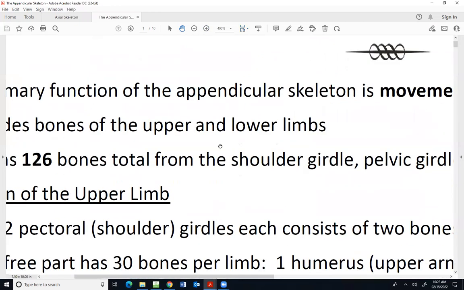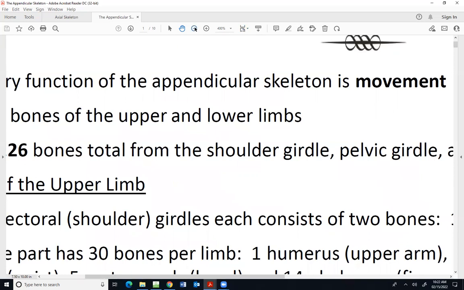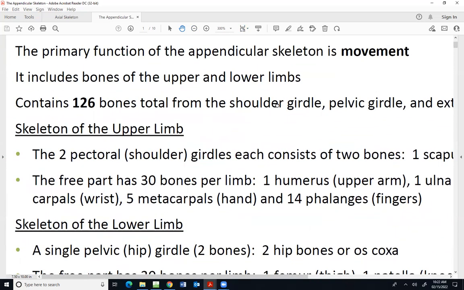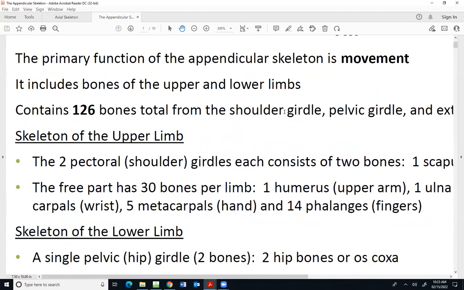All right, let's talk about the appendicular skeleton now. As a whole, we can describe our appendicular skeleton as being the division of our skeleton that provides for movement. It includes bones of our upper and lower limbs, and the total number is 126. But that number, once again, is misleading because we're talking in pairs here.